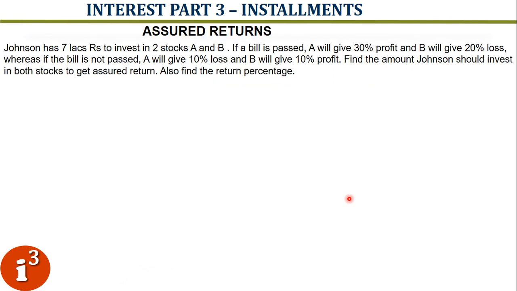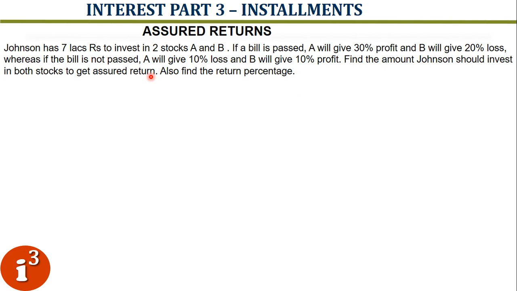This is also an important topic. One should know the concept. If you know the concept, this is very, very easy, just ABCD. So Johnson has 7 lakh rupees to invest in two stocks, A and B. If a bill is passed, A will give 30% profit and B will give 20% loss. Whereas if the bill is not passed, A will give 10% loss and B will give 10% profit. So either the bill will be passed or it will not be passed. Find the amount Johnson should invest in both the stocks to get assured return. Also find the return percentage.